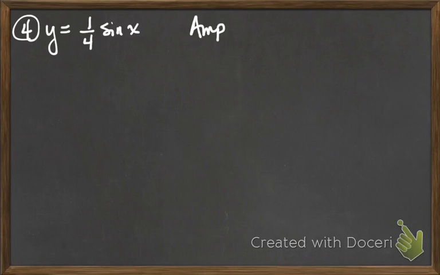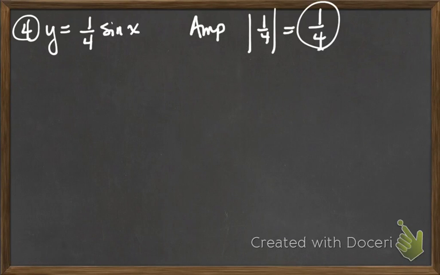Alright, so what's the amplitude of this equation? 1/4. So it's going to be a short little graph, right? It's the absolute value of 1/4. If that number's negative, you always make it positive. I'm just going to show you in your notes. Amplitude's always positive. Alright, they're asking us to graph y equals sine of x, and they're also asking us to graph y equals 1/4 sine of x.